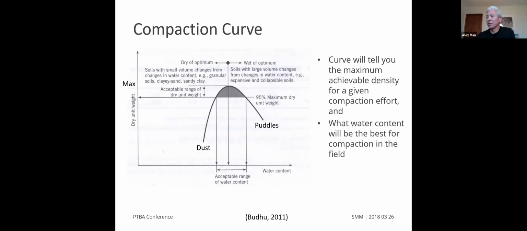So here's the compaction curve. At the dry side, here's where your water content's increasing this way, your density is increasing upwards. At this side here, you're creating those dust storms, and then you're adding water, it's going to get denser and denser. And then you're going to get to a point where, okay, there's just too much water. Now we're smacking it and it's making puddles. Okay.